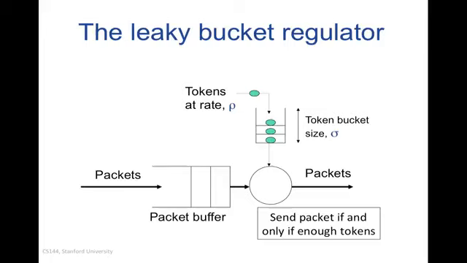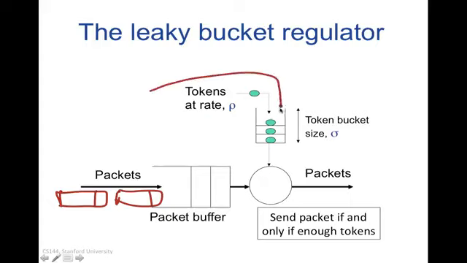So the leaky bucket regulator looks like this. Packets are going to arrive. So here are my packets arriving here. And they're going to go into the packet buffer. And the rule is that I can send, or I can take packets out of the buffer, only if there are enough tokens. And the tokens are being made available here at a particular rate, rho, and the token bucket size is sigma. So the tokens here are just a scheduling mechanism. The tokens don't go out onto the wire.